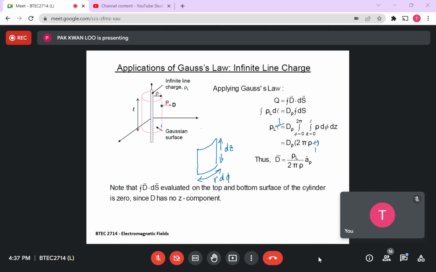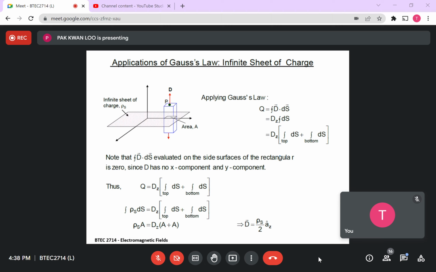So let's move on to the next example. Again, for infinite sheets of charge, we have applied Coulomb's law before, and I have demonstrated to you for an infinite sheet of charge that the evaluation of the electric field is always perpendicular to the infinite sheet.